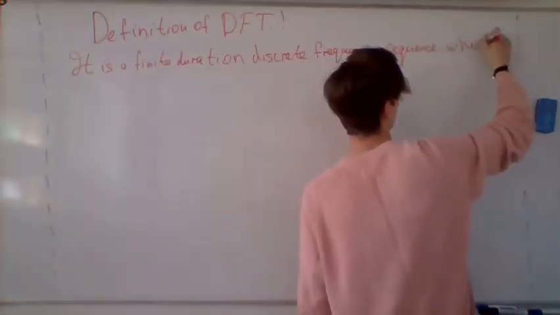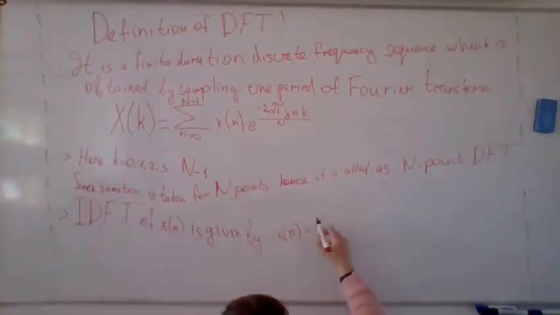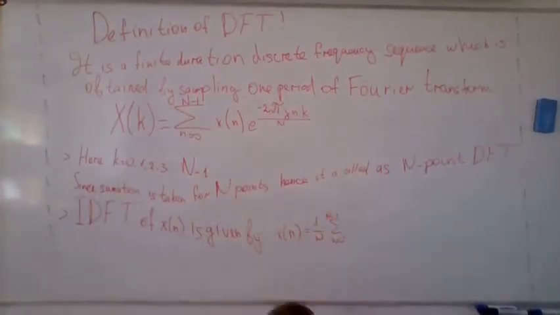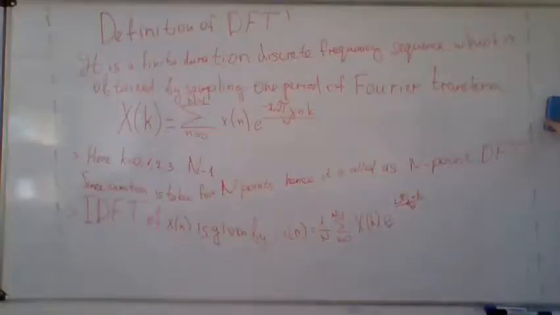So let's start with the definition. The definition of DFT: DFT is a finite duration discrete frequency sequence which is obtained by sampling one period of the Fourier transform. Sampling is done at N equally spaced points.